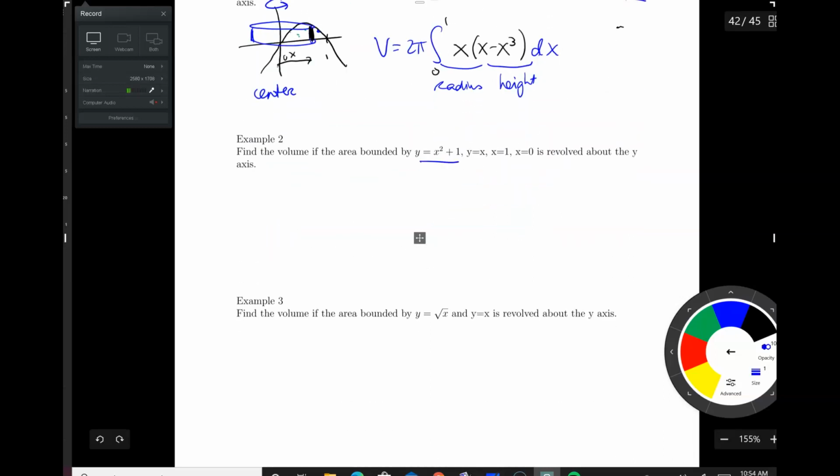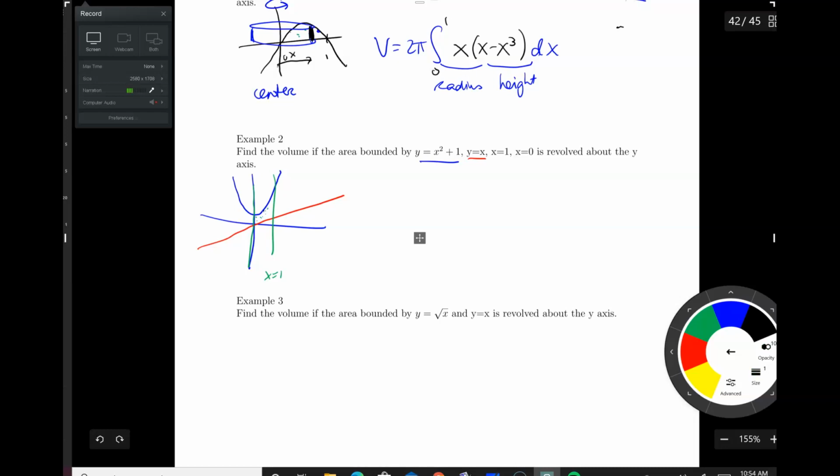All right, let's look at this next one. y equals x squared plus 1, a parabola shifted up 1, y equals x, looks like this, and then I have x equals 1 and x equals 0. So this is the area bounded.